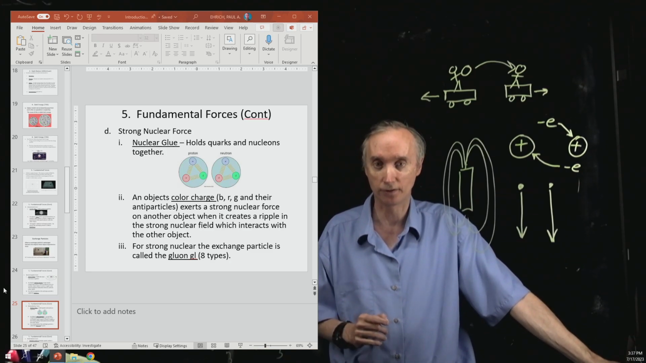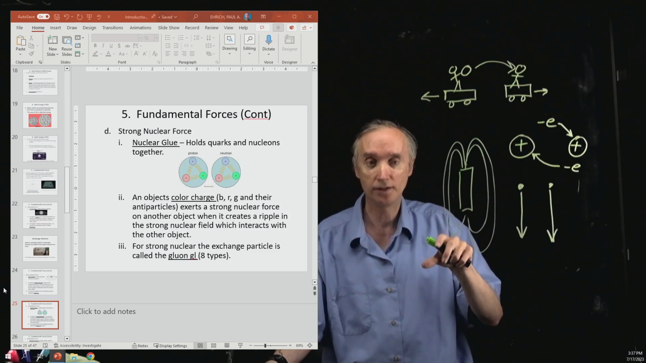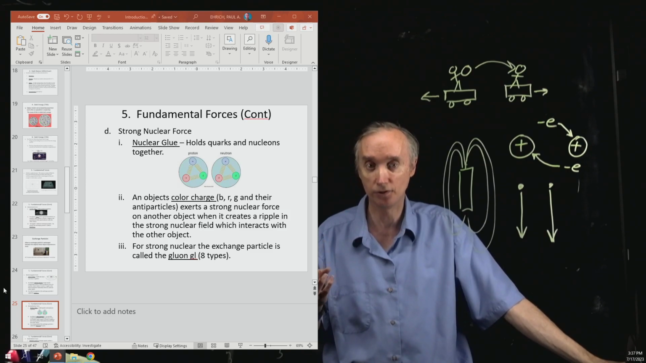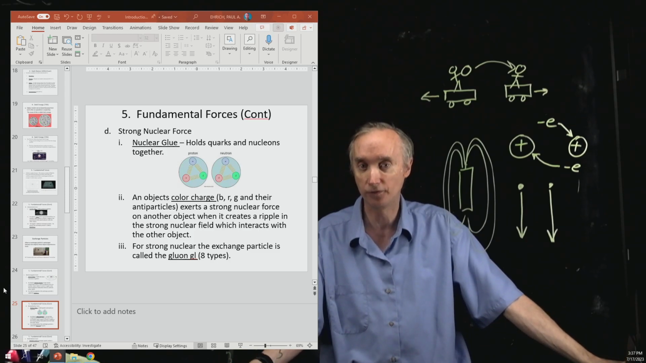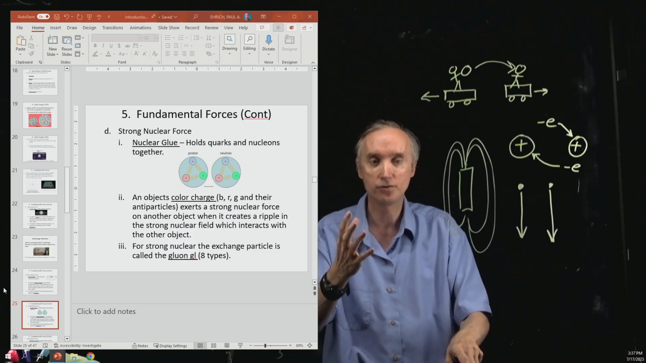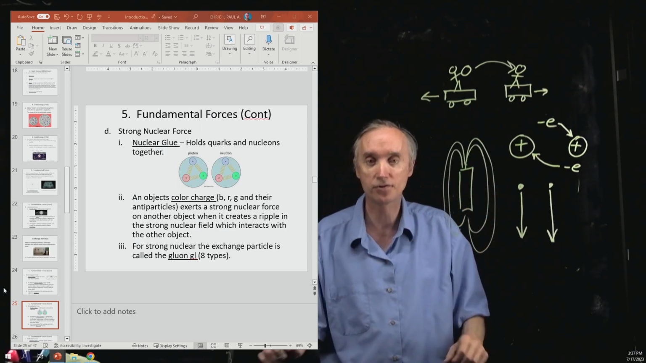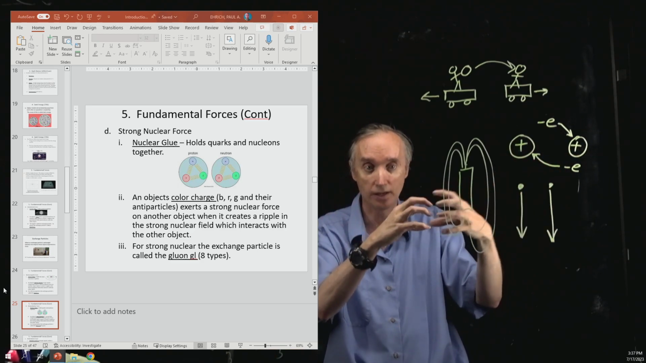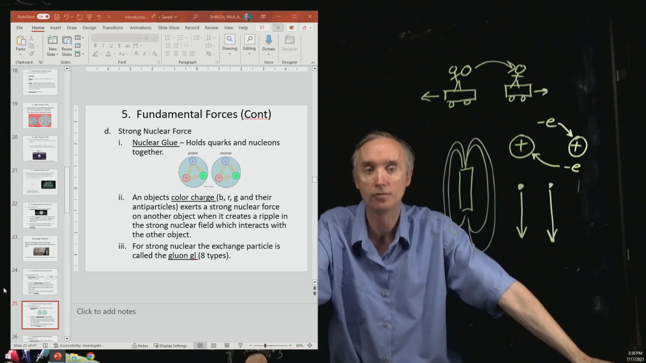It's the nuclear glue. It's what's going to hold protons and neutrons together. A proton consists of quarks inside of it, and so does the neutron. So a proton is held together because of the strong nuclear force. But if you've got two protons, they can be held together by the strong nuclear force the same way that two atoms can be held together to make a molecule. It's the same force responsible for both situations.